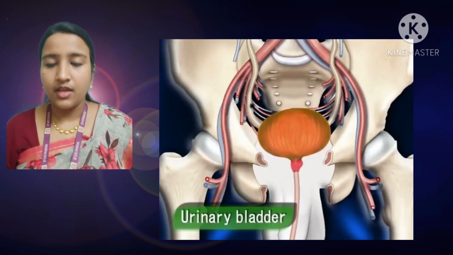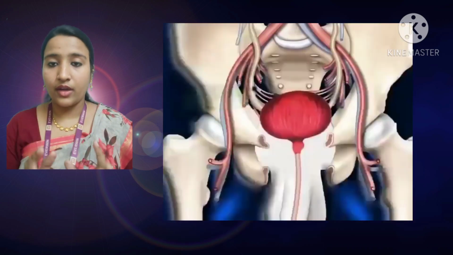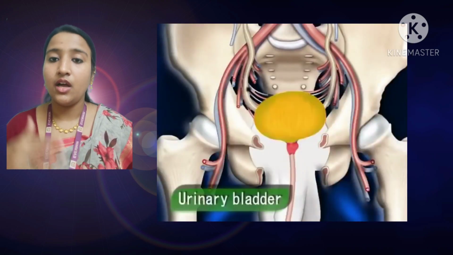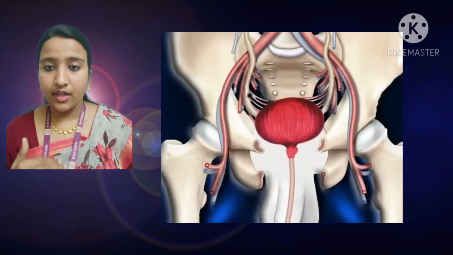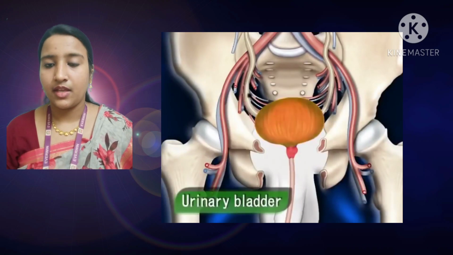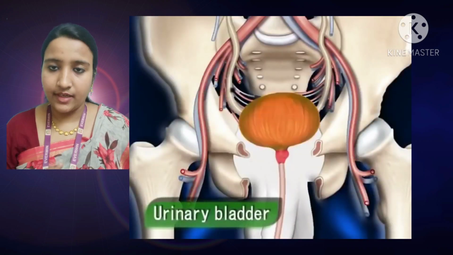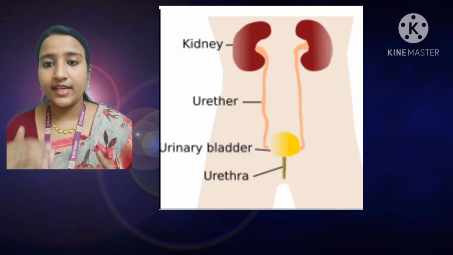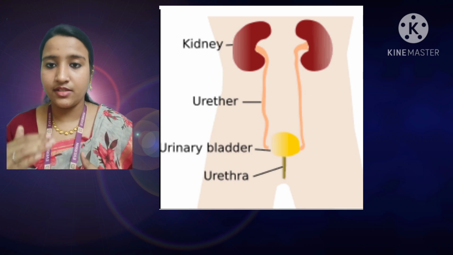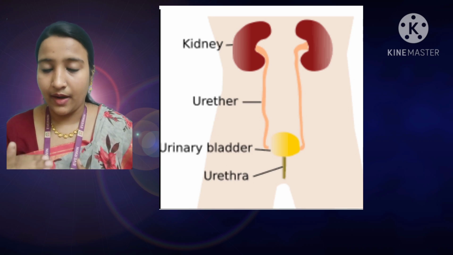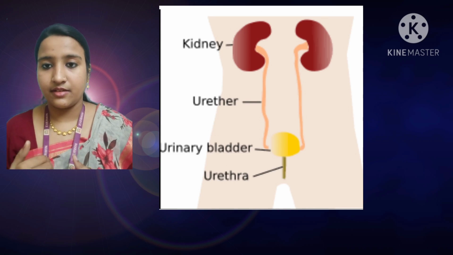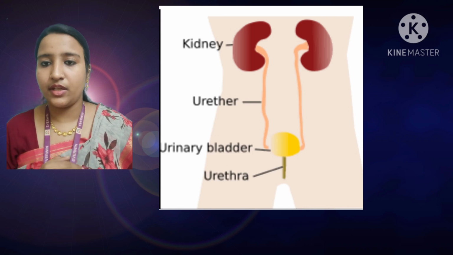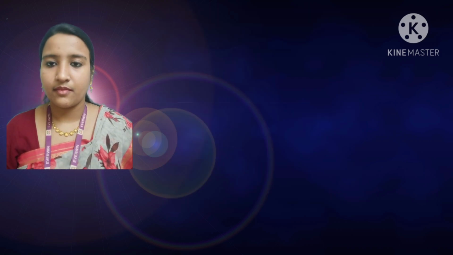Urinary bladder. This bladder is an organ which is a sac-like structure and is present in the lower part of our body called the pelvic cavity. The role of the urinary bladder is to store the urine temporarily, and when it gets the signal that the urine is filled inside the urinary bladder, it gets released through the next organ, the urethra.